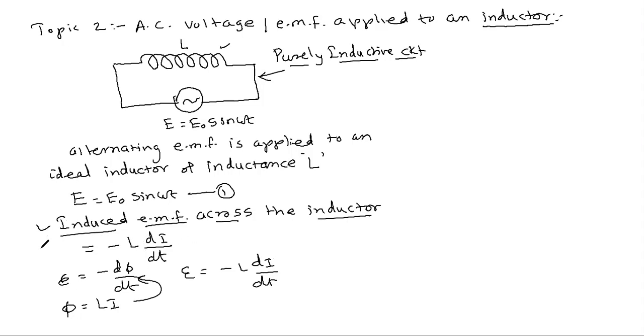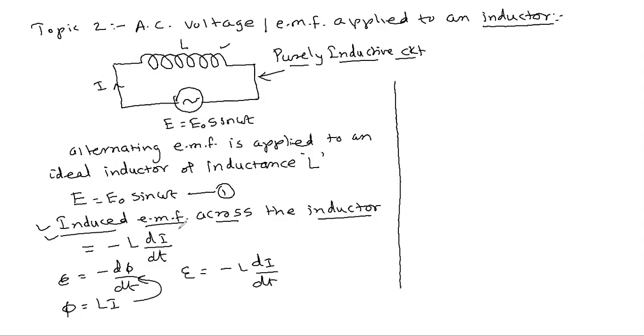This induced EMF opposes the growth of the current in the circuit, because according to Lenz's law, what does Lenz's law state? Lenz's law states that when current is passed through this particular inductor, the self-inductance will be in such a way that it will oppose the growth of the current. And that's why the induced EMF across the inductor is equal to minus L di by dt.